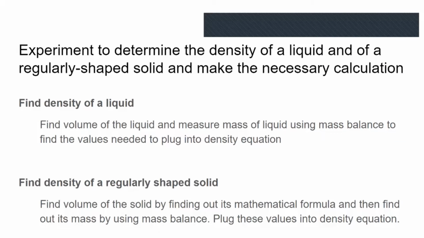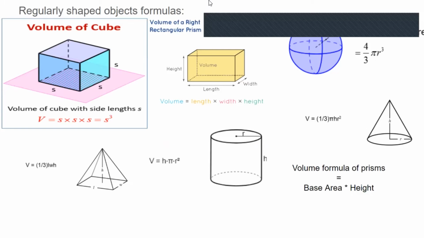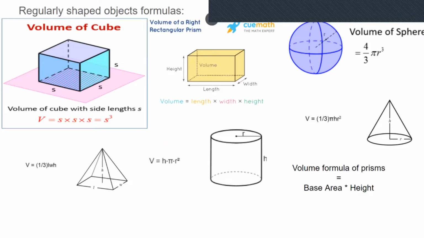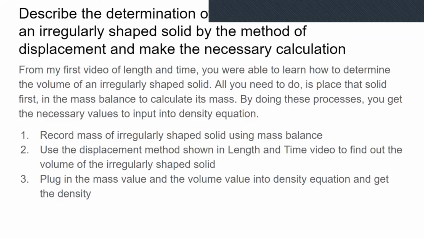To find the density of a regularly shaped solid, you have to find the volume of the solid by finding out its mathematical formula and then find out its mass by using a mass balance. Plug these values into the density equation and you have the density. These are formulas for regularly shaped objects. You can just pause it and check, just like a revision. You need this in math.